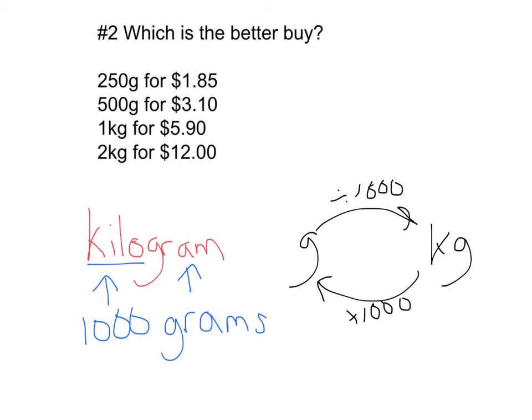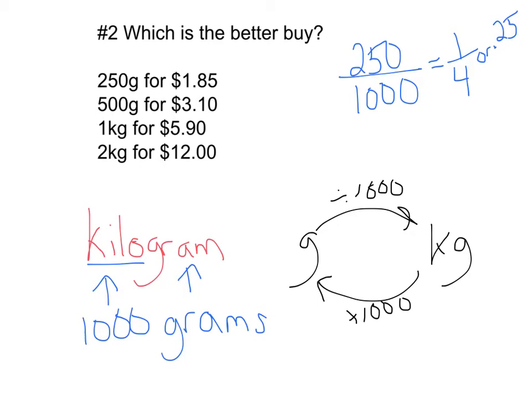So if I have 250 grams, and I want to know how many kilograms that is, well, if I know that there's 1,000 grams in each kilogram, I could simply divide by 1,000. So 250 divided by 1,000. Notice how I wrote that as a fraction bar. Division is nothing more than a fraction bar. So 250 divided by 1,000, that's the same thing as a quarter, or 0.25.